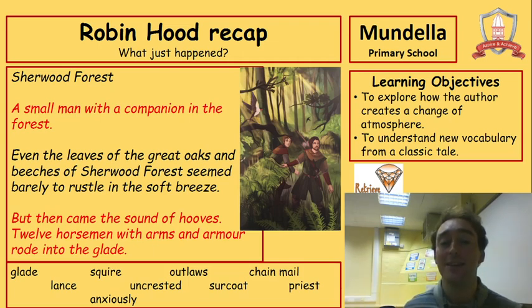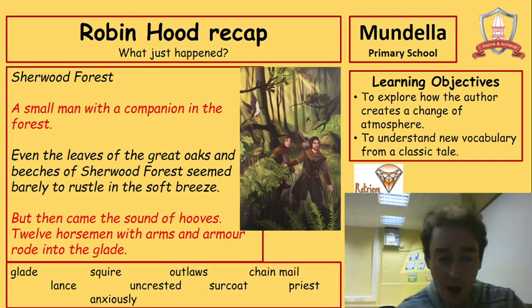But how did it change? What happened at the end? Then came the sound of hooves. 12 horsemen with arms and armour rode into the glade. So that showed us that the atmosphere changed and something might be about to happen. And that is the point where we got to.